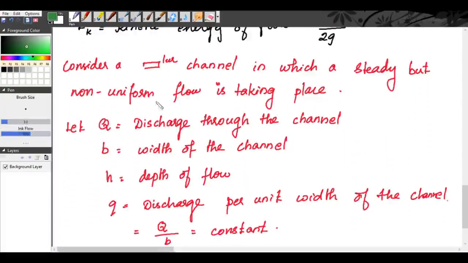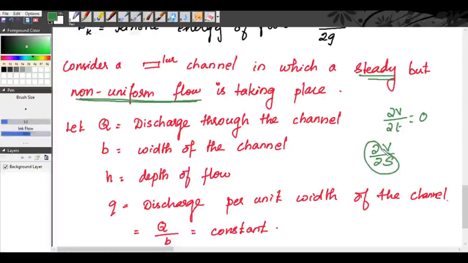Now, let us consider a rectangular channel in which a steady but non-uniform flow is taking place. Steady means we know dou V by dou T is equal to 0. Non-uniform flow means dou V by dou S, that is, the variation of the flow properties with respect to space, is not equal to 0. That is called a non-uniform flow.